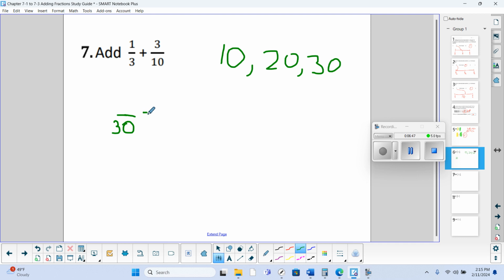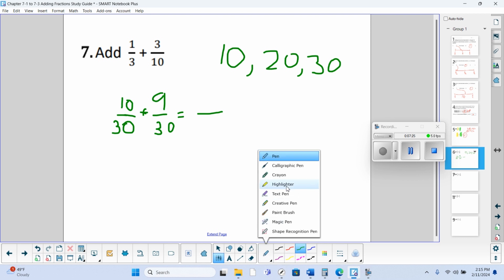So 1/3 is something over 30, plus 3/10 is something else over 30. Let's get our new numerators, shall we? 3 times what gives me 30? Well, that would be 3 times 10. So I'm going to take the numerator, multiply that by 10. So 1 times 10 is 10. 10 times what gives me 30? That would be 3. So I'll take the numerator, multiply that by 3. So 3 times 3 is 9. So I have 10/30 plus 9/30. Now before I add, I'm going to make the point again.